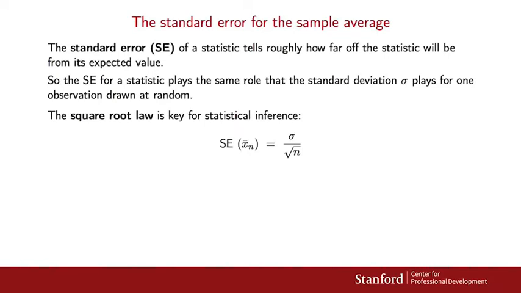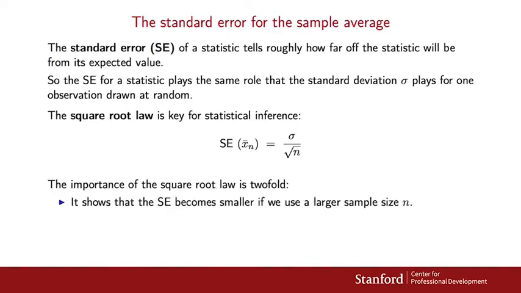So here's one of the key facts for statistical inference. It's called the square root law. It says that the standard error of the sample average equals sigma divided by the square root of the sample size. Why is the square root law so important? There are actually two reasons for that. First, it shows that the standard error becomes smaller if we use a larger sample size n. After all, there's a square root n in the denominator.